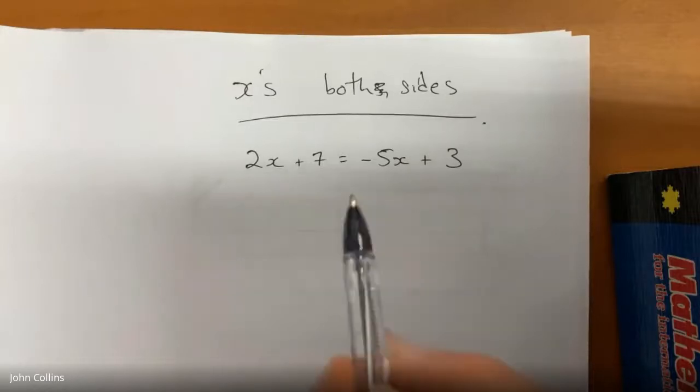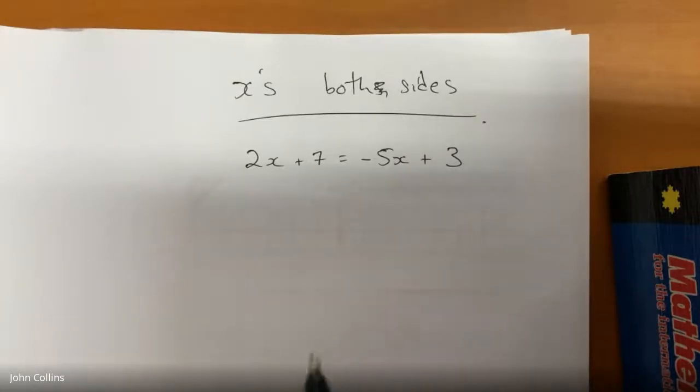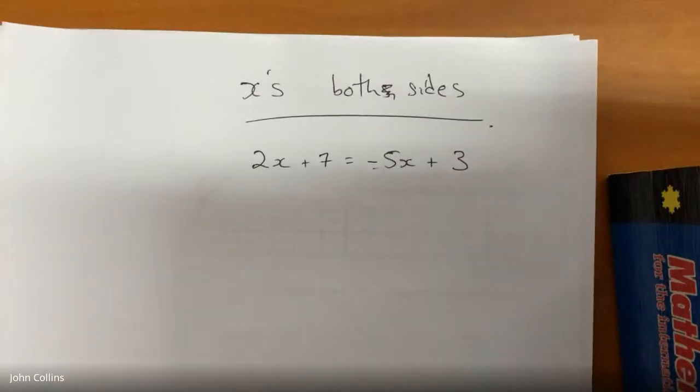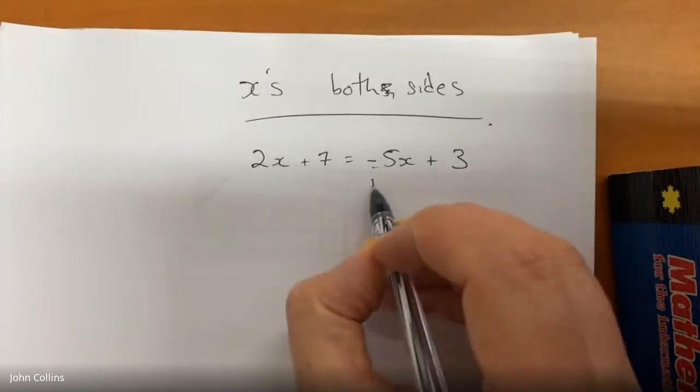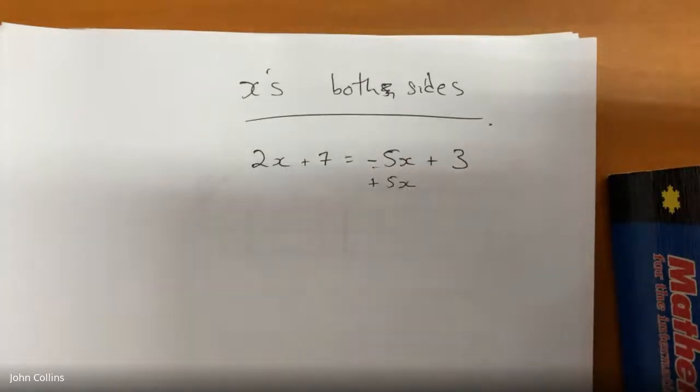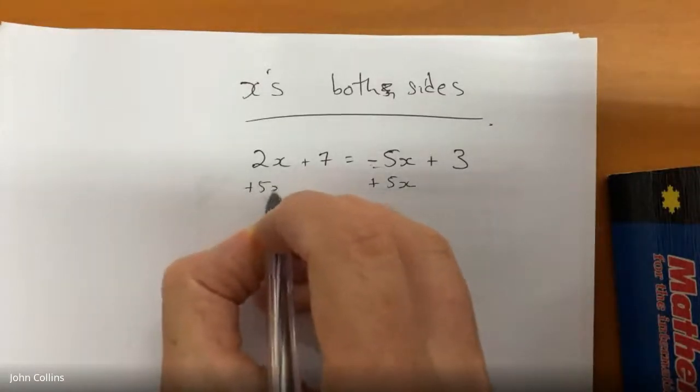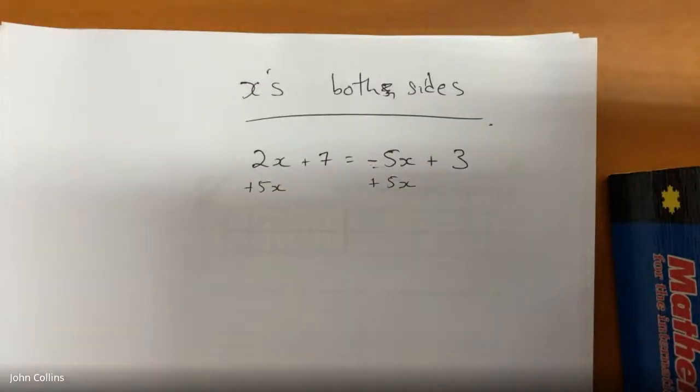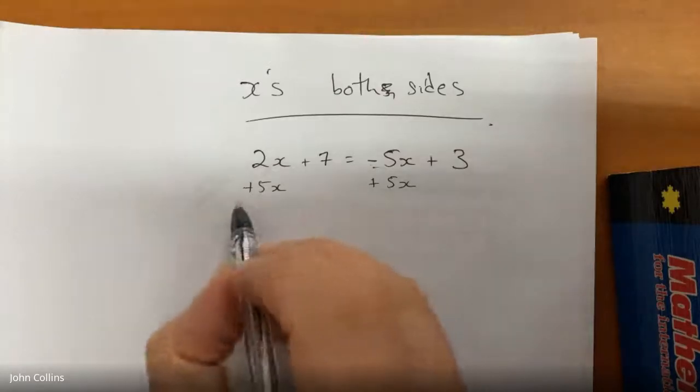I would usually get rid of the smallest x value first. So there's negative 5x's here, and there's positive 2x's there. Which is bigger? Well, positive 2x is bigger. So I'll keep that. And I'll get rid of negative 5x. When I say get rid of it, how do I get rid of something in this algebra? Well, I do the opposite thing. So that's adding 5x. So if I've subtracted 5x here, that will cancel out. And I add 5x there to balance the equation. If you do something to one side, you must do it to the other side.